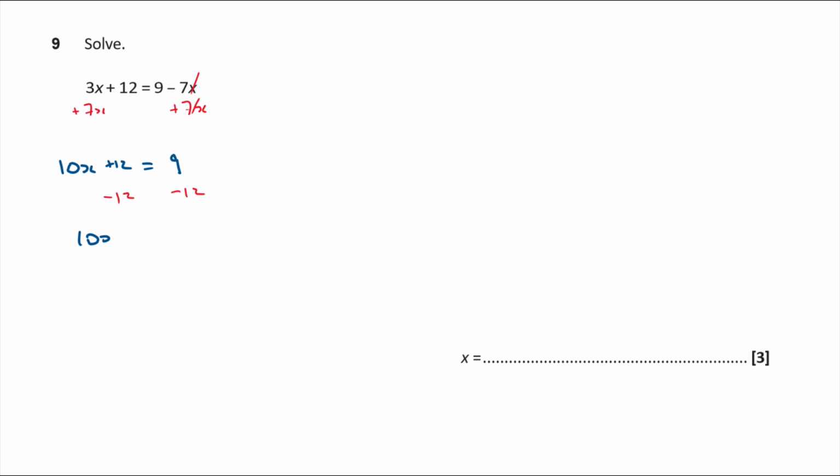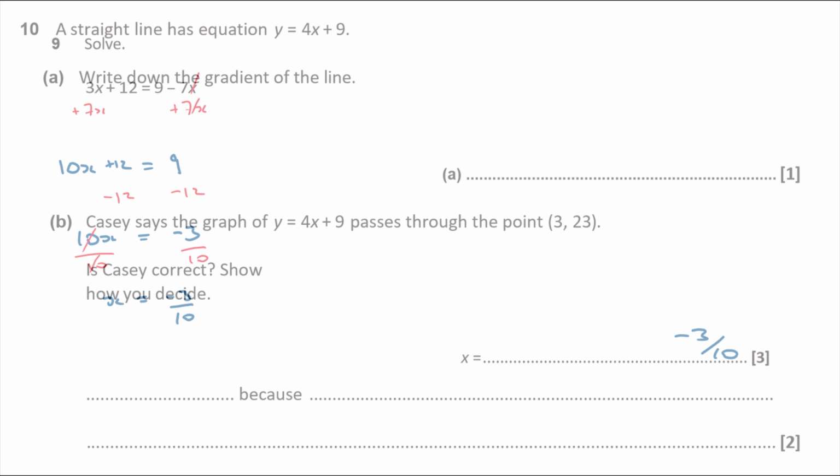That's going to give me 10x equals 9 take away 12, that's minus 3. Don't be afraid of the negative numbers. And then dividing through by 10, they're going to cancel, leaving me with x. And then my final answer is x equals minus 3 over 10. So again, don't be afraid of the fractions. I'm just going to leave it as a fraction, actually. Some people feel like they have to convert everything to decimals. I do not. Yeah, fractions are your friends. Get used to them.